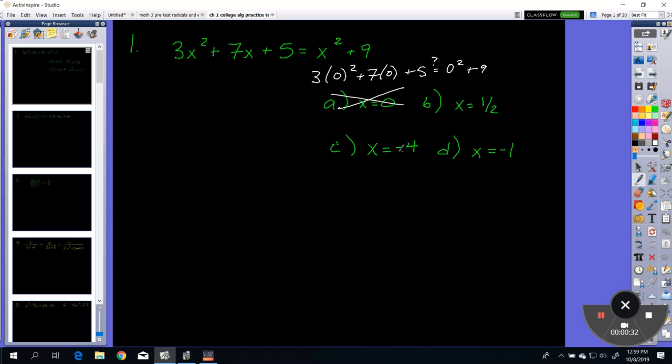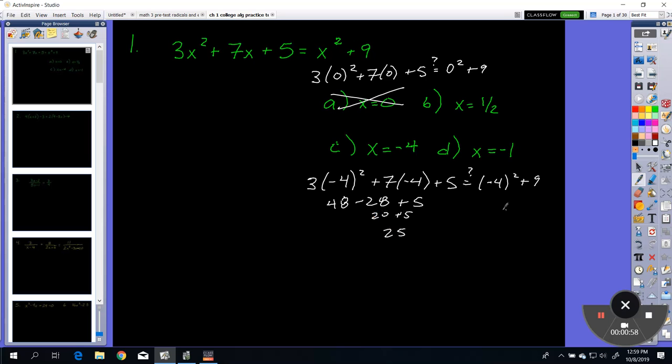So if I plugged in, for example, -4, I'd say 3 times -4 squared plus 7 times -4 plus 5. Does that equal -4 squared plus 9? So -4 squared is 16 times 3 is 48 minus 28 plus 5. 48 minus 28 is 20 plus 5 is 25. -4 squared is 16 plus 9 is 25. So 25 equals 25. So C did work. You need to try the other ones.